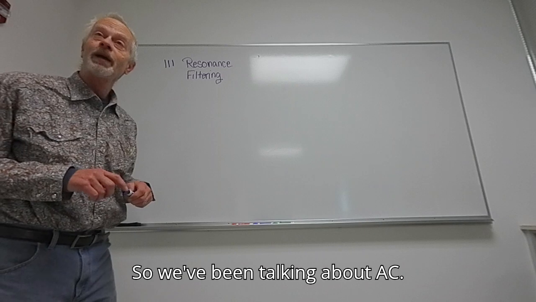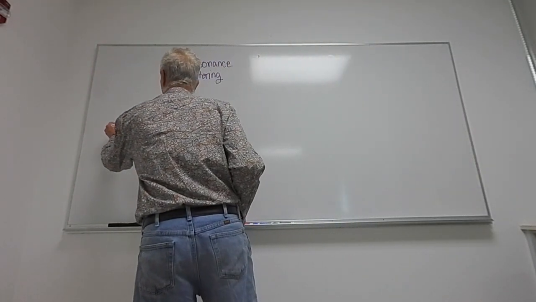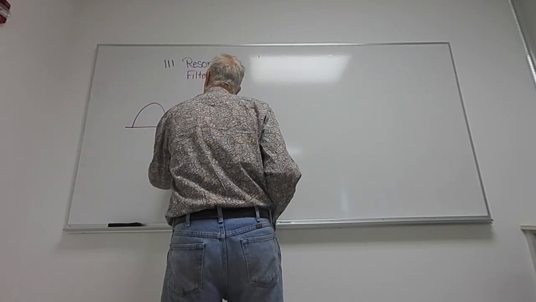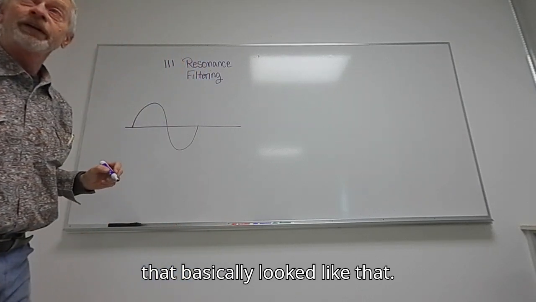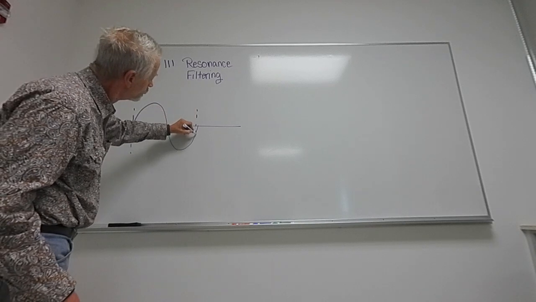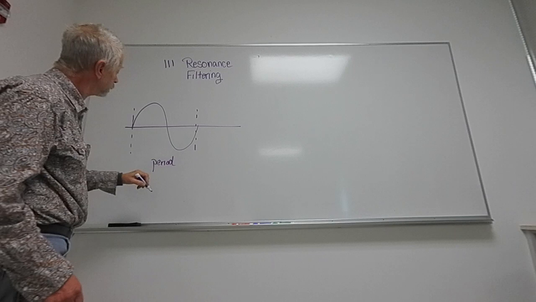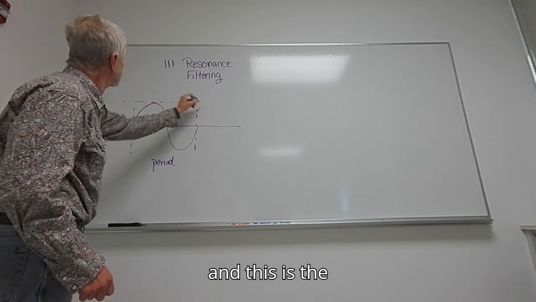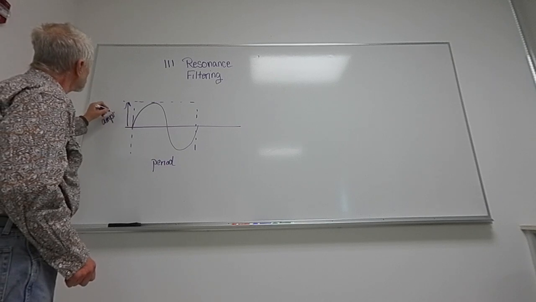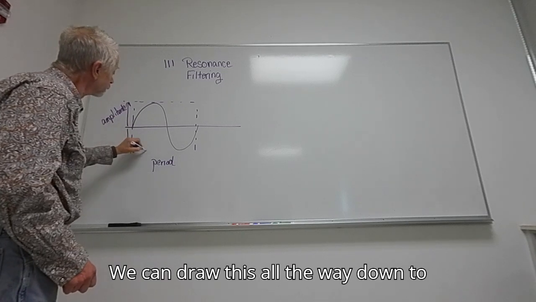So we've been talking about AC. And we looked at a waveform that basically looked like that. And we recognized that this is the period, and this is the amplitude. We can draw this all the way down to here.